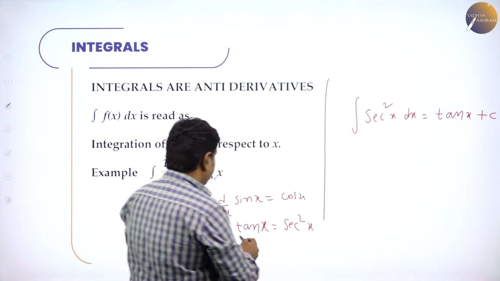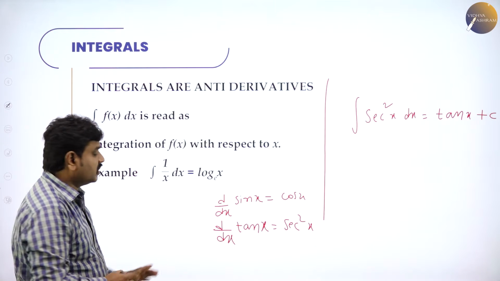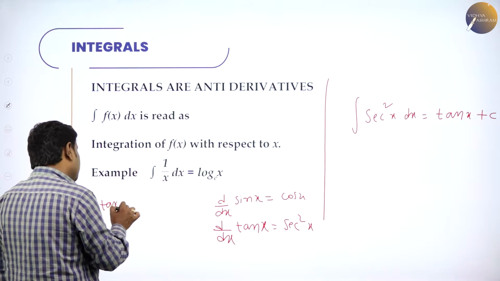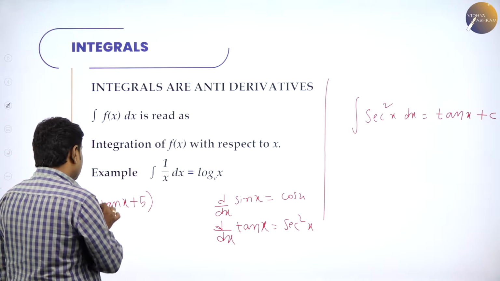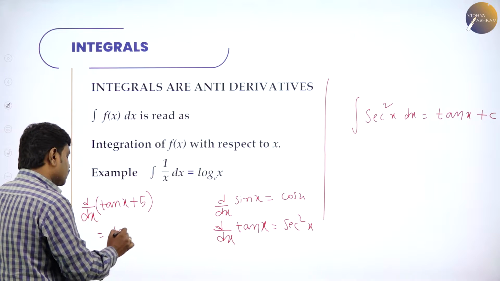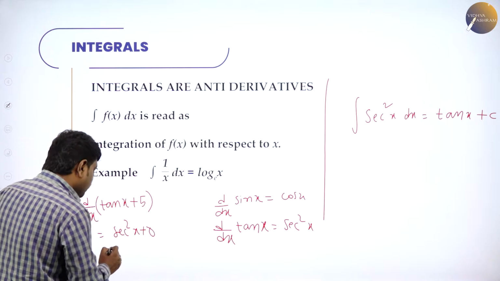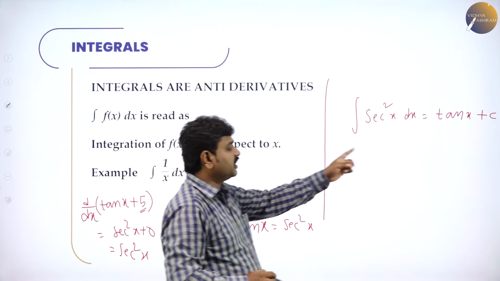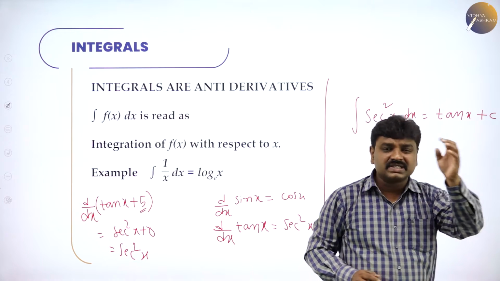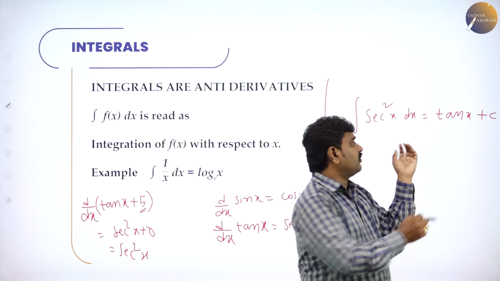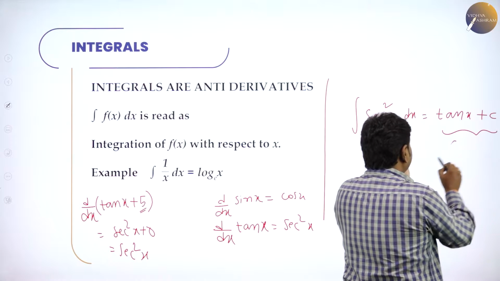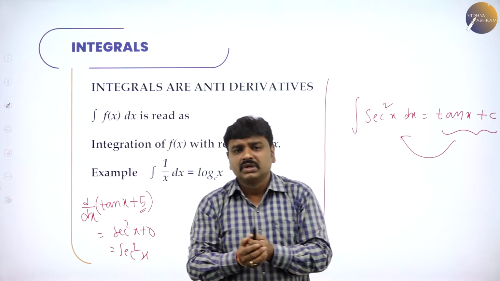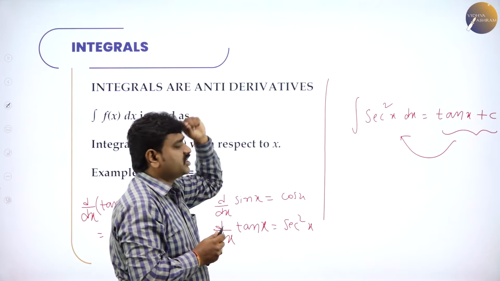Why? Because I told you d by dx of tan x is secant square x. What is d by dx of tan x plus, say, 5? d by dx of tan x is secant square x and d by dx of 5 is 0. Again you will get secant square x only. That's why always add plus c for an indefinite integral. c is called the integral constant. If you differentiate these two, you will get this as the answer. If c is not there, c becomes 0. That's it.